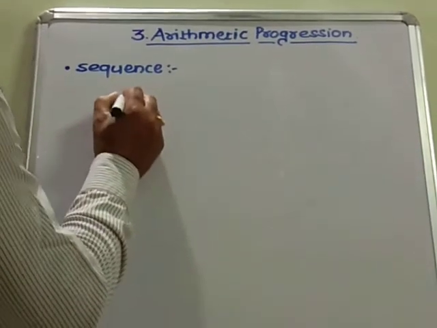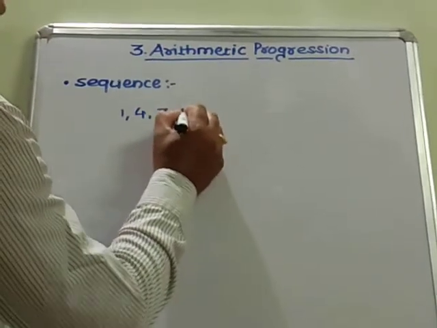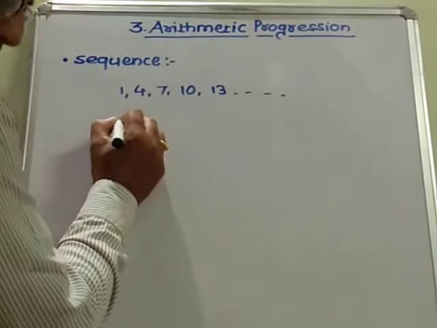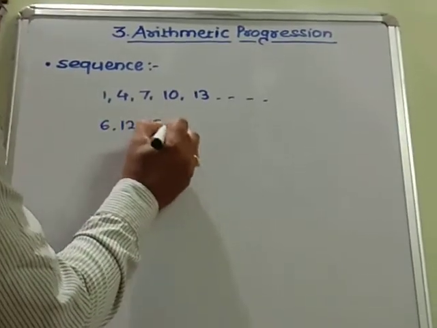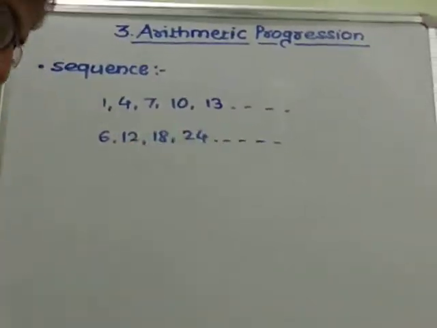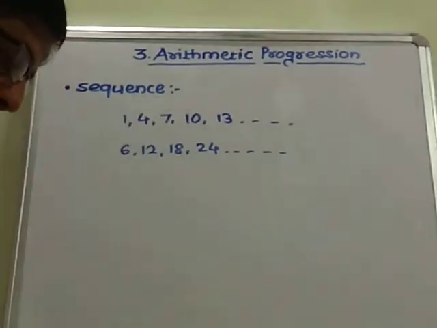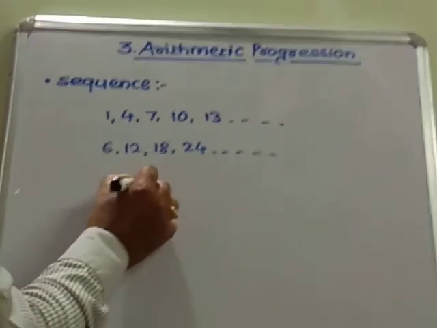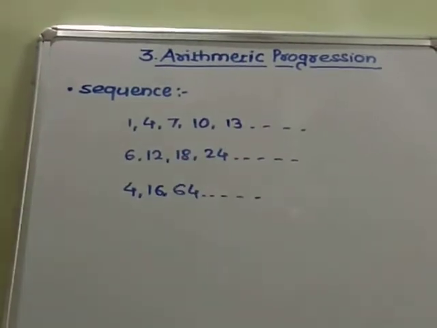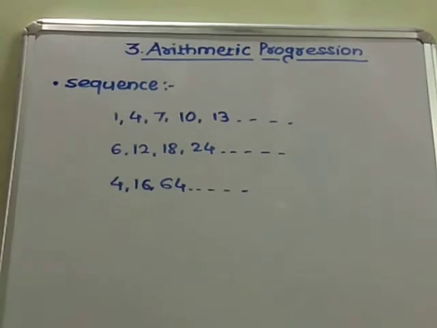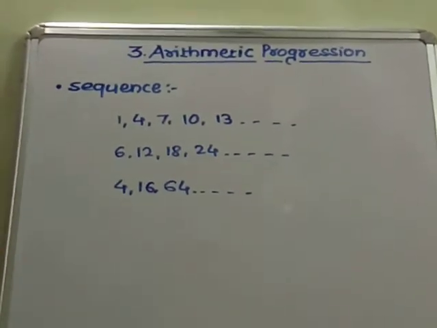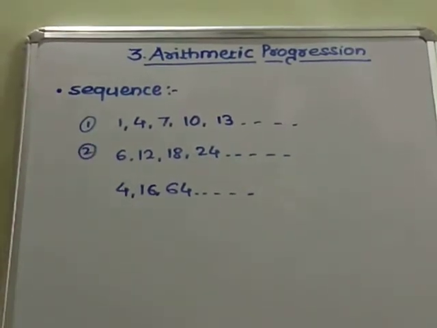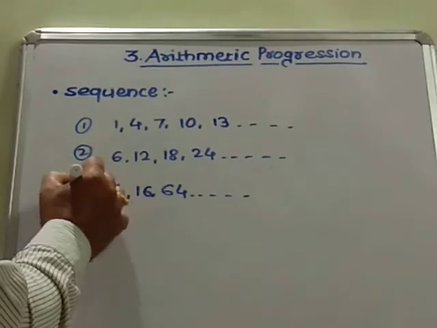Look at another example: 1, 4, 7, 10. This is one example. Also 6, 12, 18, 24. And then another example like this: 4, 16, 64. Look at these three examples. These are sequences. What happens here in sequence number 1 and sequence number 2? Look very carefully.